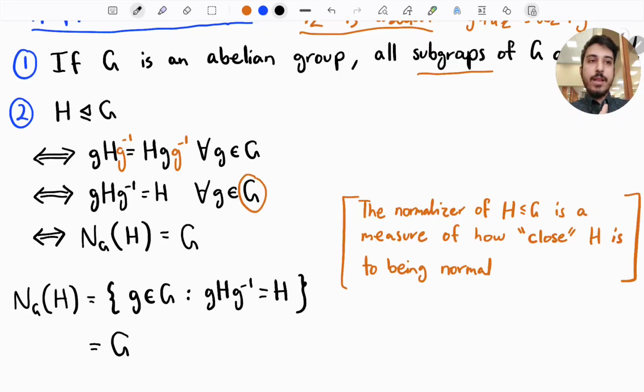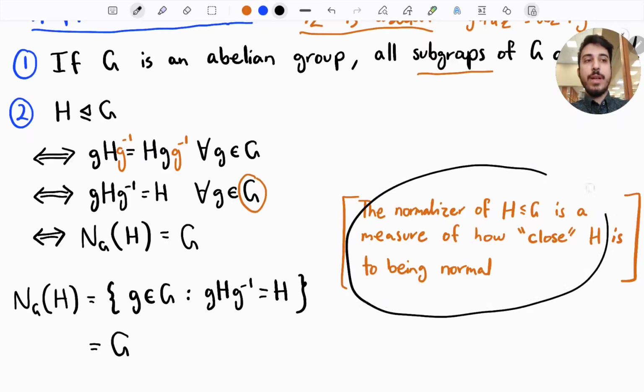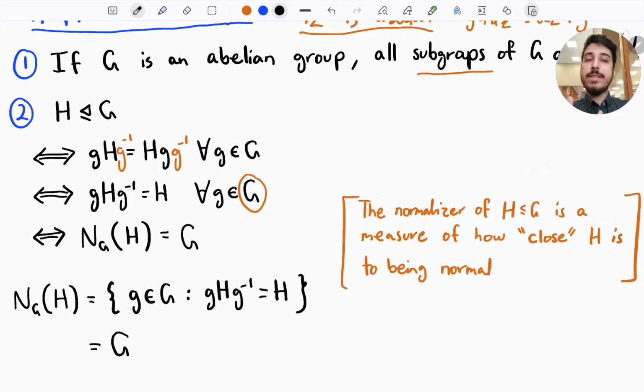In a sense, the normalizer of a subgroup H of G is a measure of how close H is to being normal. The maximum it can be is the entirety of G, but it could be a subset that is less than G. It's contained inside G. The more elements we have here, the closer H is to being a normal subgroup of G.